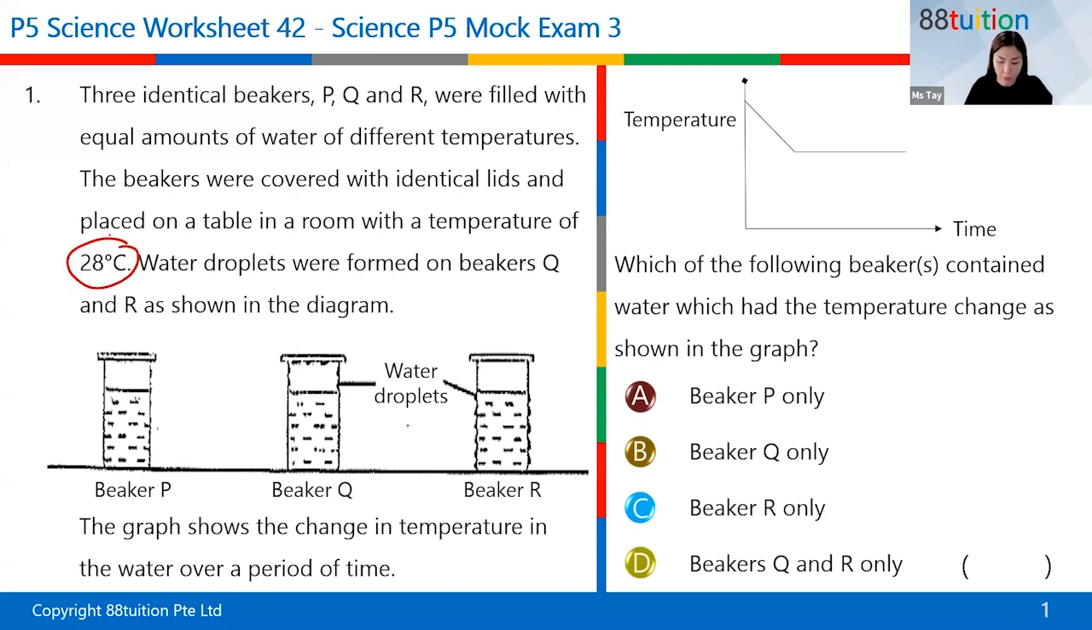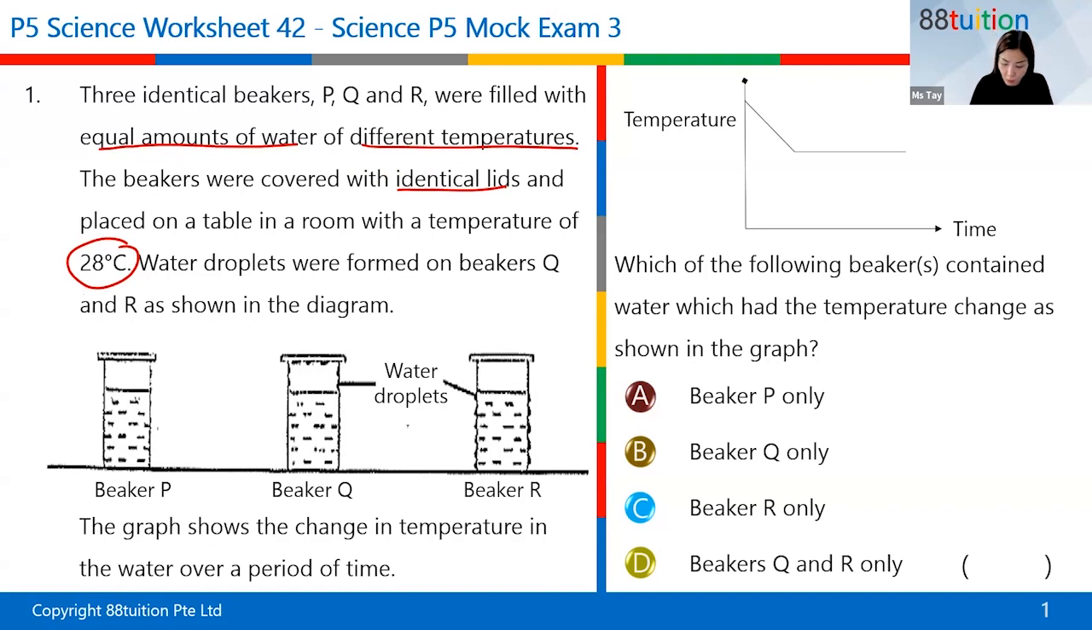Of course, when you look at questions like this, you need to annotate, to remind yourself there is all this information in the question. All right. So there's P, Q, R filled with equal amounts of water, different temperatures, covered with identical lids. This is an environment of 28 degrees Celsius.